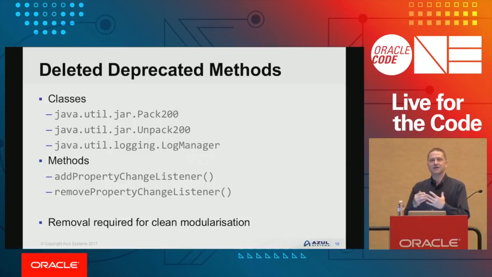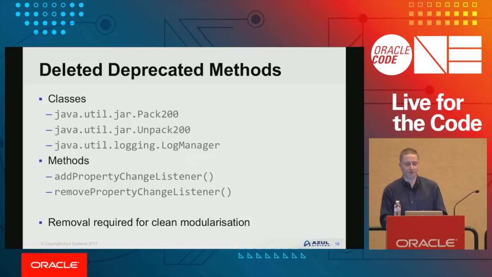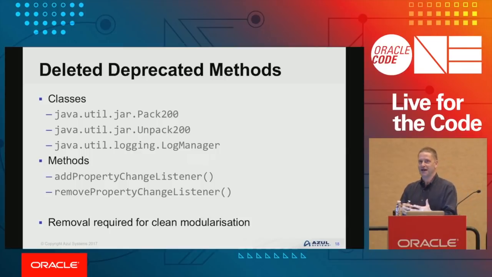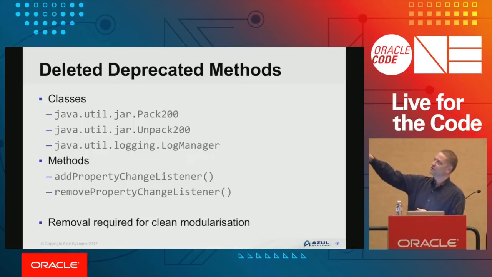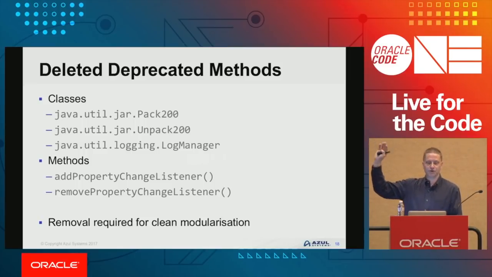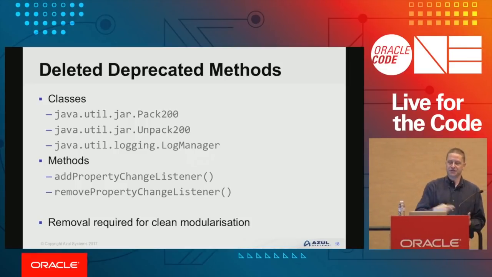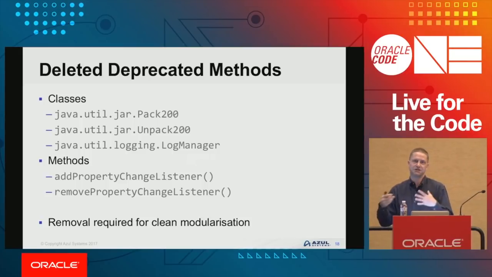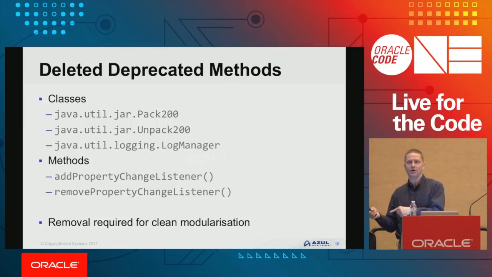Right. As I said, they finally have decided to delete some deprecated methods and actually classes and other elements. So in JDK 9, they went all out and decided to remove 6 whole methods. Out of the 458 that have been deprecated, 6 of them got removed. So if you look, there's java.util.jar, pack200, unpack200, and logging.logmanager. All 3 of those have 2 methods, add property change listener and remove property change listener, that have been removed. If you use those methods, your code will no longer compile, your code will no longer run.